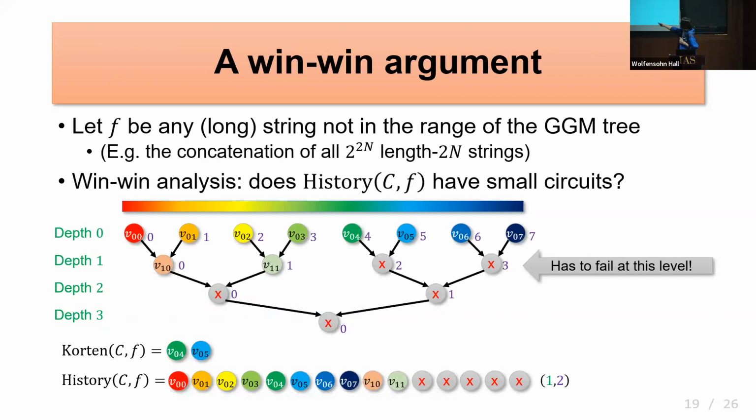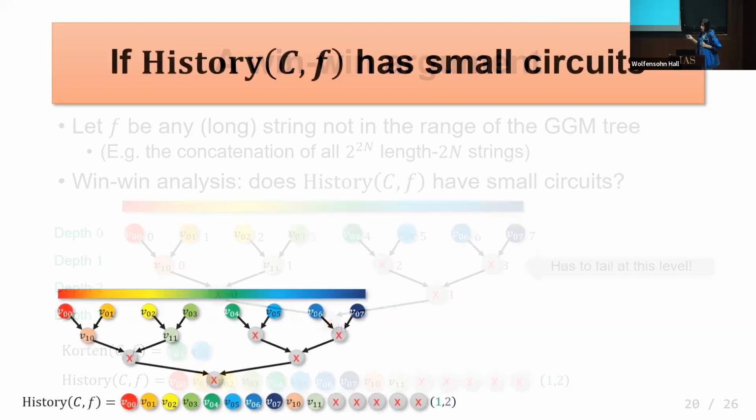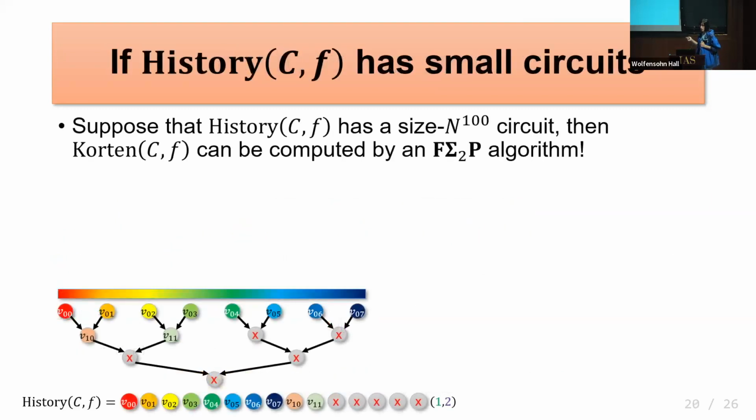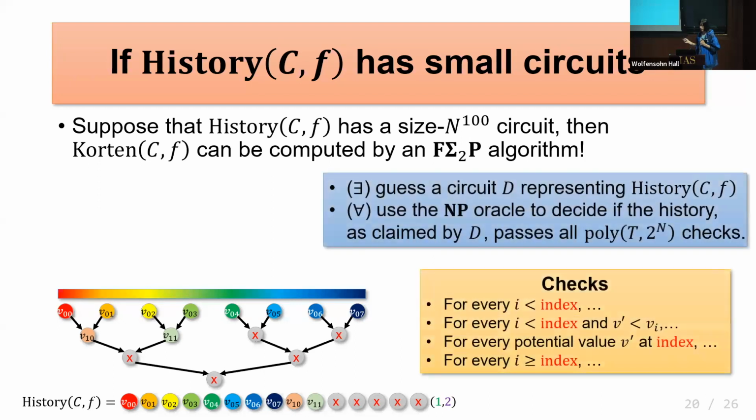So we consider whether this string, which consists of our brute force string, then a list of preimages, and then a list of failure symbols, has small circuits. If the history has small circuits, then we claim that Korten's reduction can be simulated by an F sigma 2P algorithm. Of course, Korten's reduction is well defined, so it will output some particular string, which means the F sigma 2P algorithm is single valued. Each branch will output the same string.